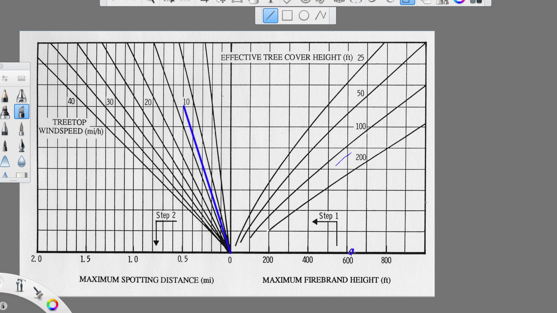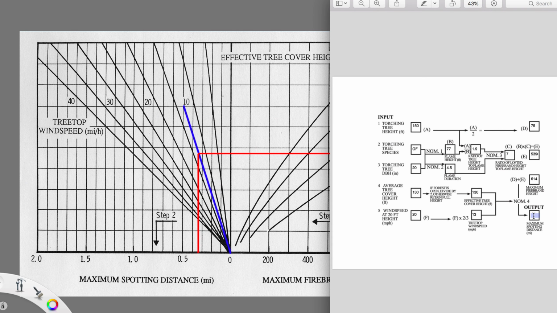Come down here at our maximum firebrand height. We're going to go up to this turn line right there. 130 foot tree cover. We'll go over to our 13 mile an hour treetop wind and then down, and that looks like it's going to put us at here's half a mile, so 3.5 tenths of a mile. So 0.35 tenths of a mile is going to be our maximum spotting distance for this tree with these winds.